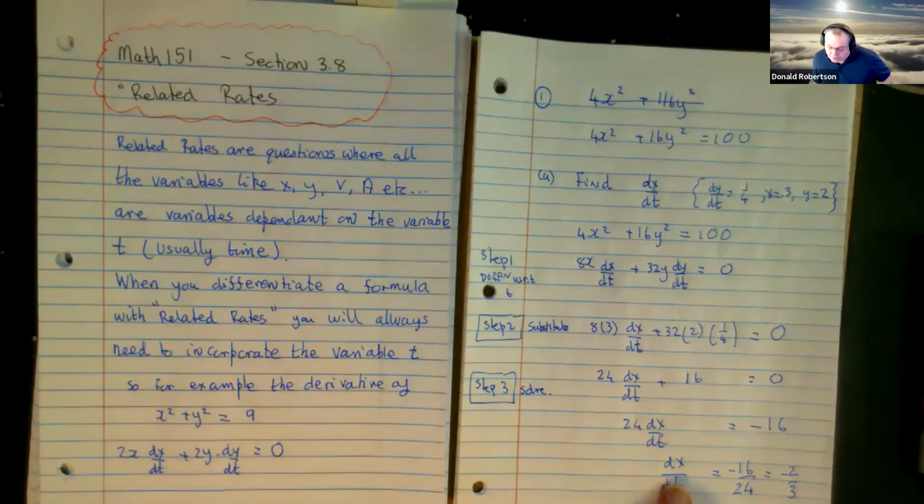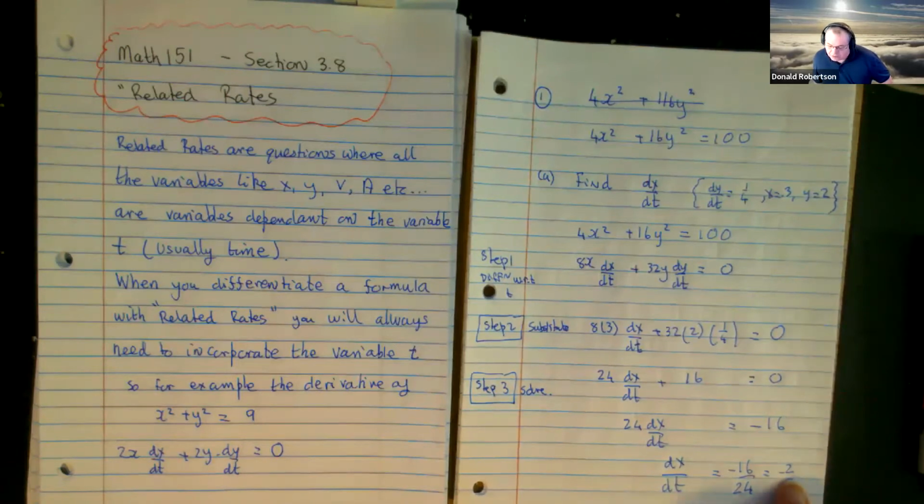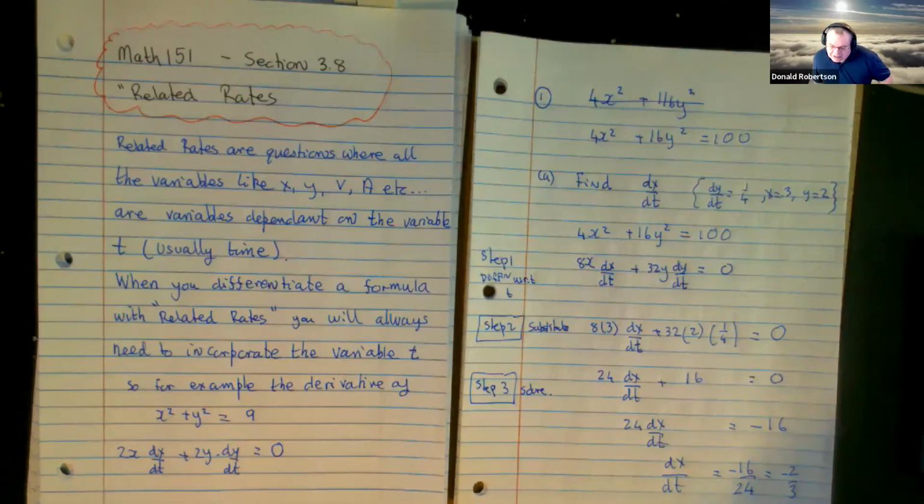So the rate at which the x coordinate is changing through time is negative 2/3. So the x coordinate is getting smaller by roughly negative 2/3 every second. And basically that's it.